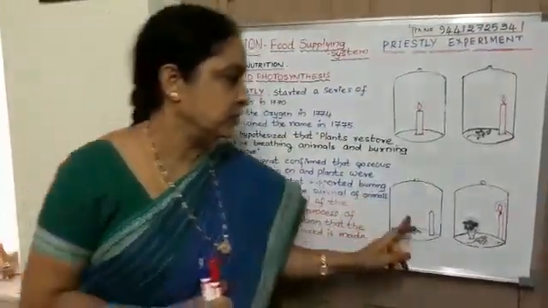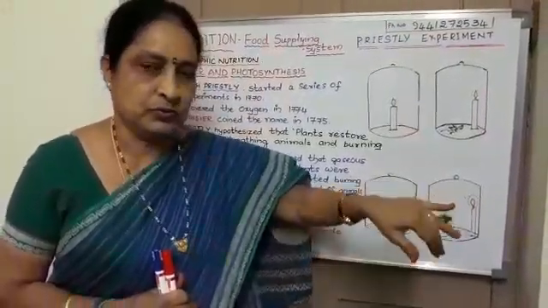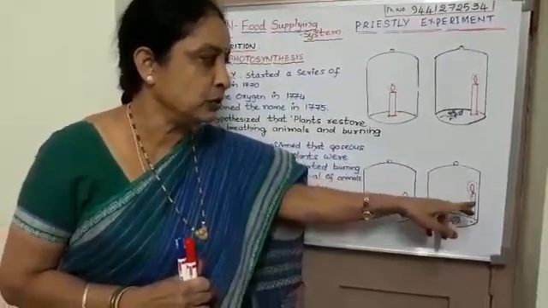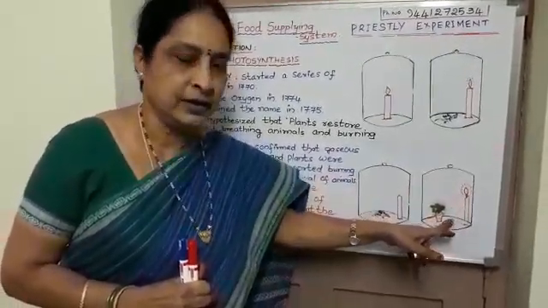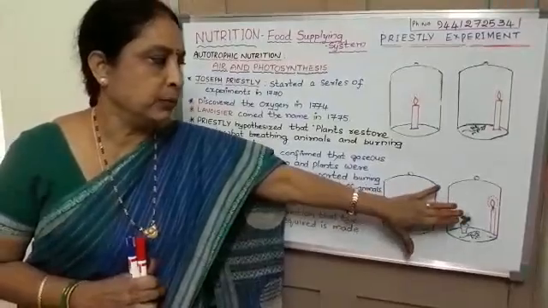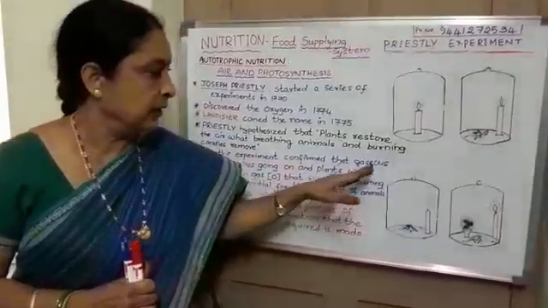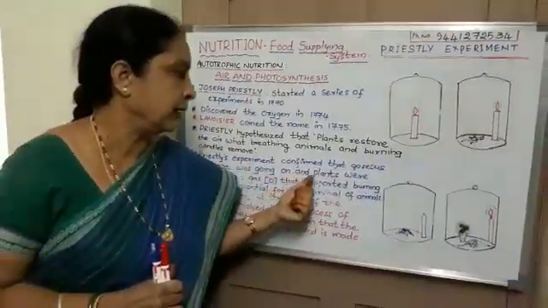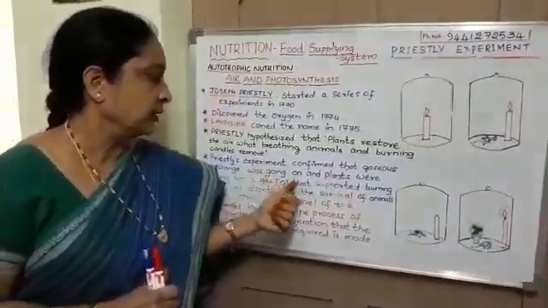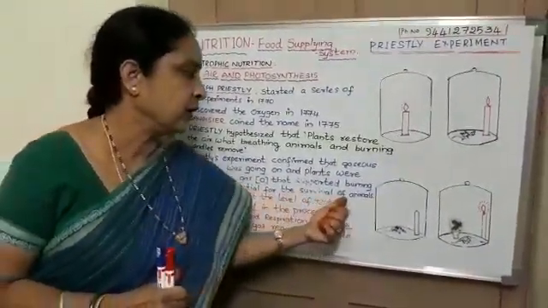Finally, after these observations, Priestley hypothesized that plants restore the air which breathing animals and burning candles remove. It means he hypothesized that plants give out some gas which is used up by the burning candle and the rat. And after that this was proved. Priestley's experiment confirmed that gaseous exchange was going on and plants were giving out a gas. That means now we know that oxygen supported burning and was essential for the survival of animals.